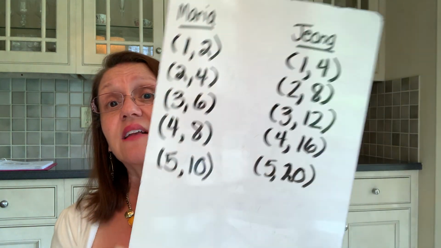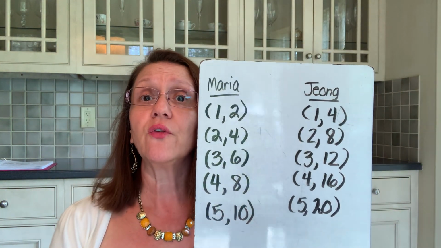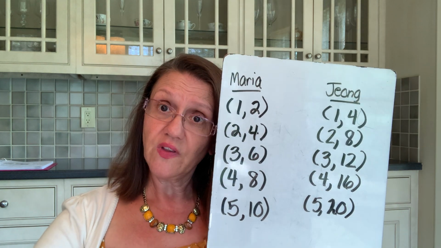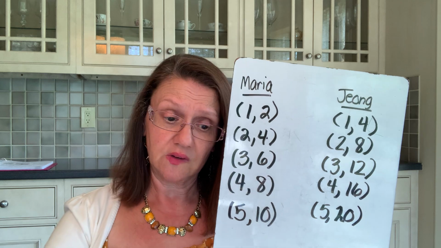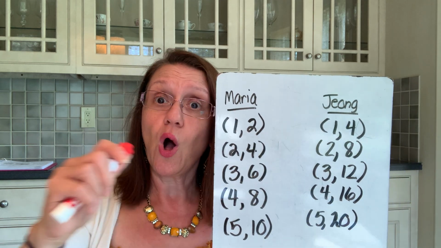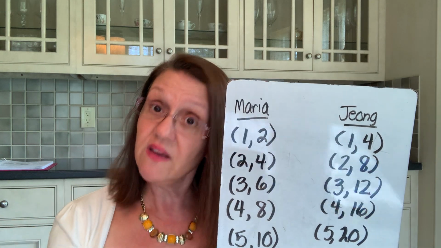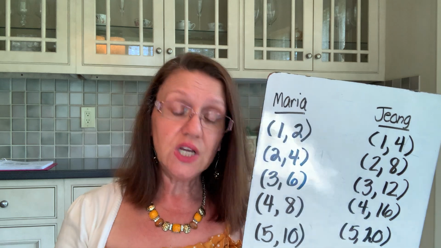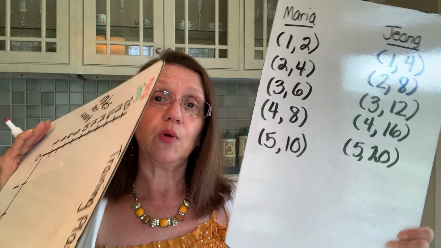So we're going to stick with Maria and Jay, because last time we created the ordered pairs for Maria and Jay, and today we're going to graph the ordered pairs and take a look at what the graph tells us. I've decided to put both people on the same graph so that I can more easily compare them. I'm going to do Maria first, and she is going to be red.